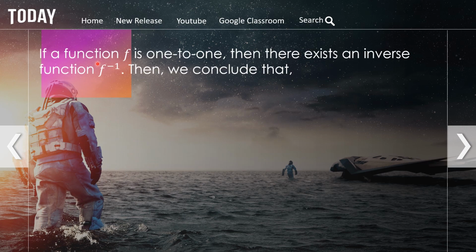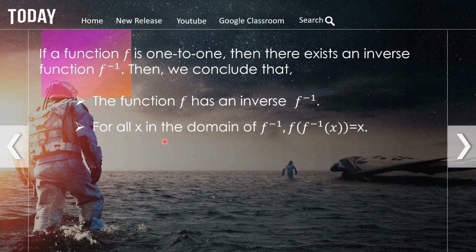If a function f is 1 to 1, then there exists an inverse function which can be written as f to the power of negative 1. Then we can conclude that, first, the function f has an inverse of f to the power of negative 1. Second, for all x in the domain of the inverse, f of the inverse of x is equal to x. Third, for all x in the domain of the function, the inverse of f of x is equal to x.